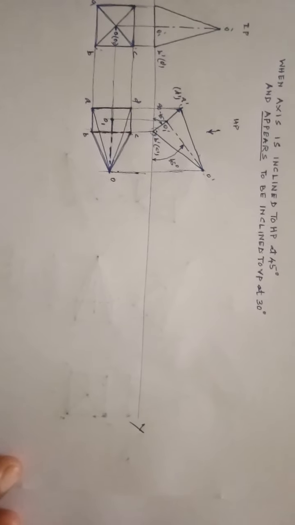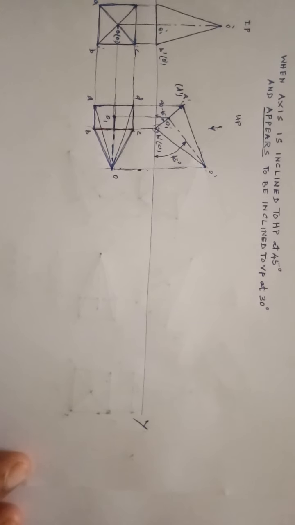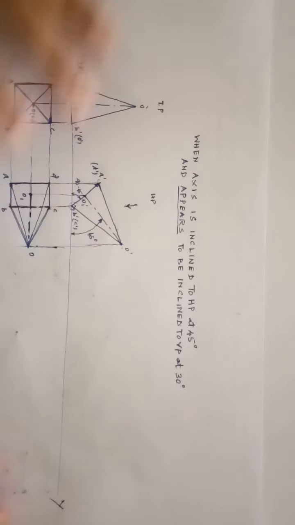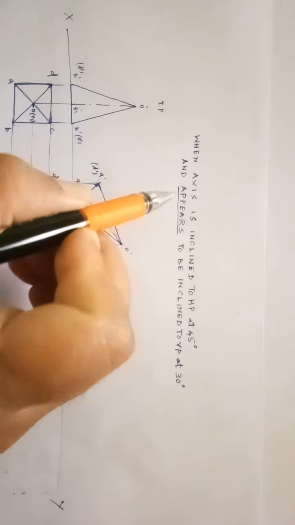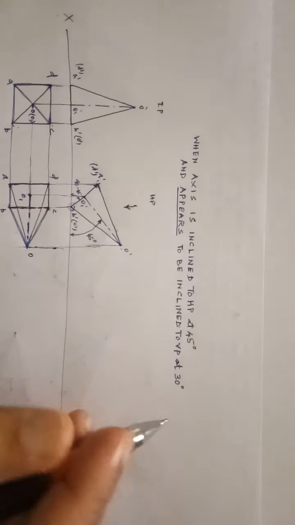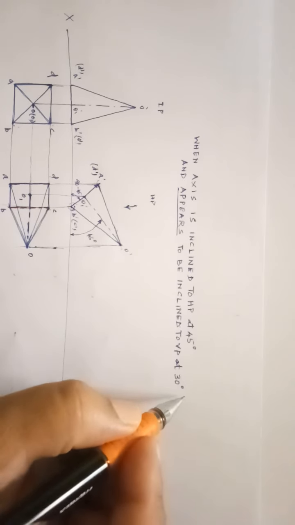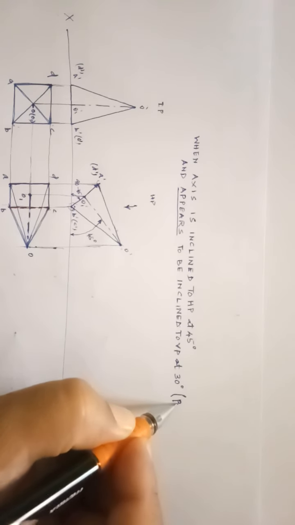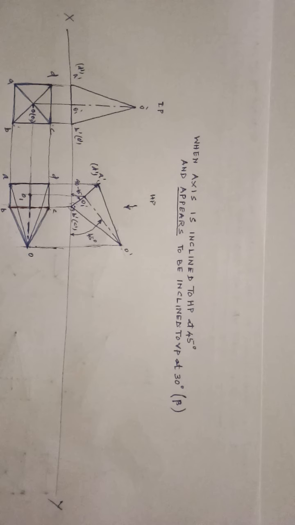If you do only up to this, you will get marks up to this. Now to the VP condition. The VP condition says it appears to be inclined to VP at 30 degrees. So apparent inclination is given. This is nothing but the beta angle. In the previous problem you needed to find the beta angle. In this problem he has given you the beta angle, no need to find it.